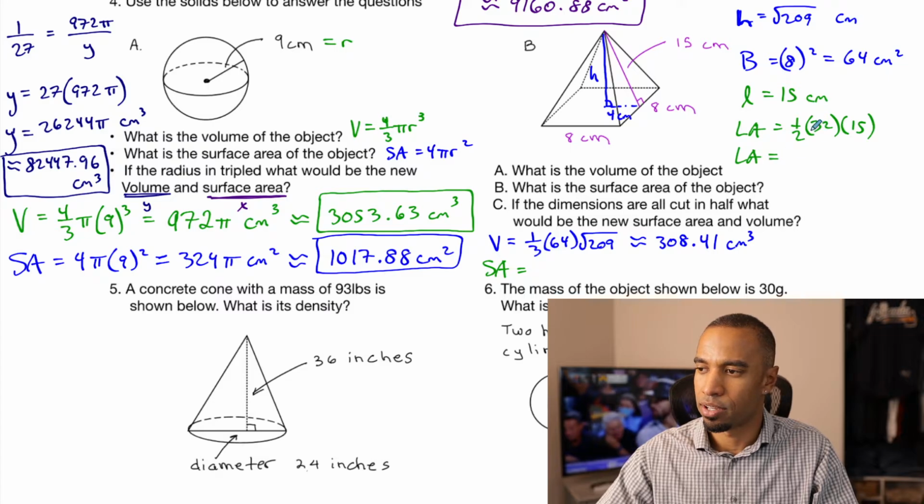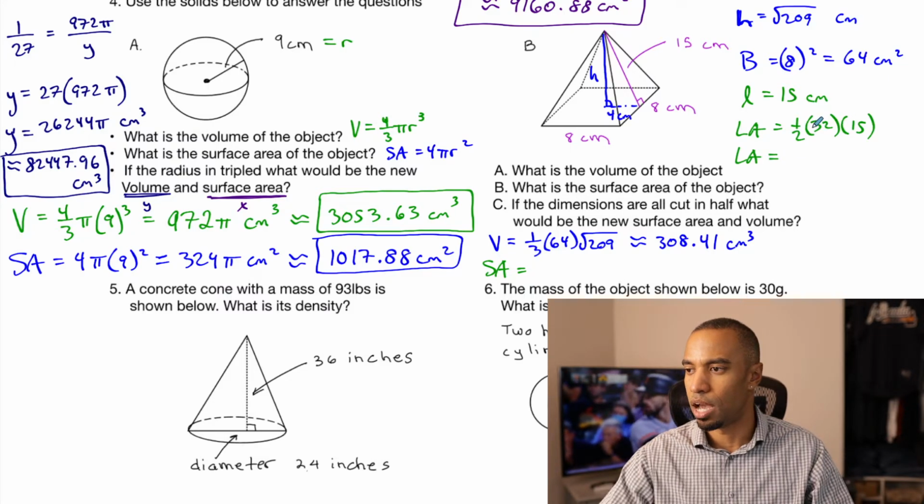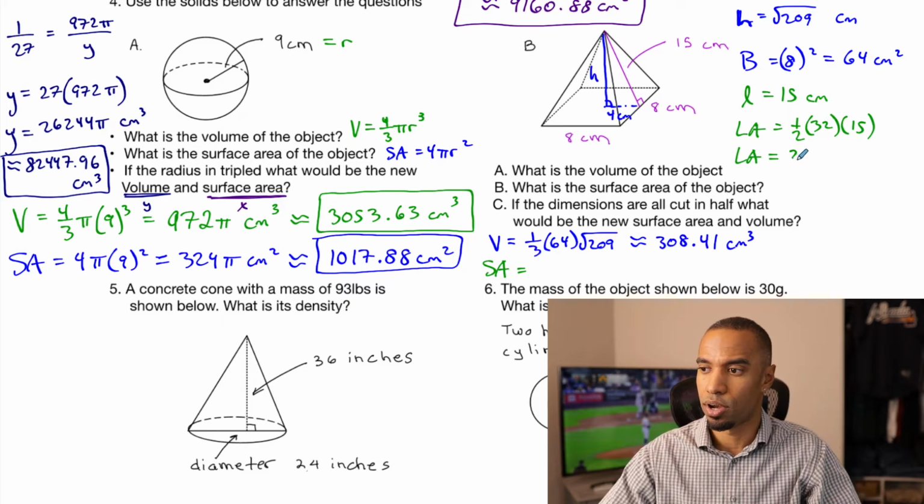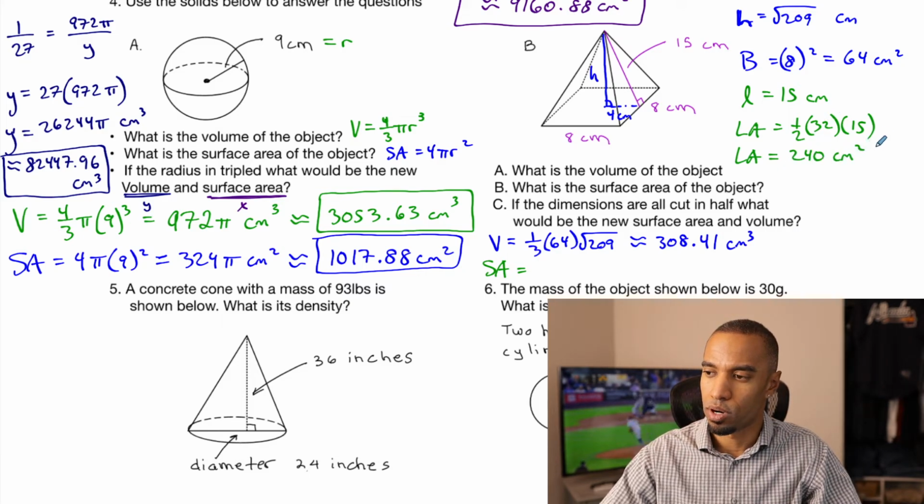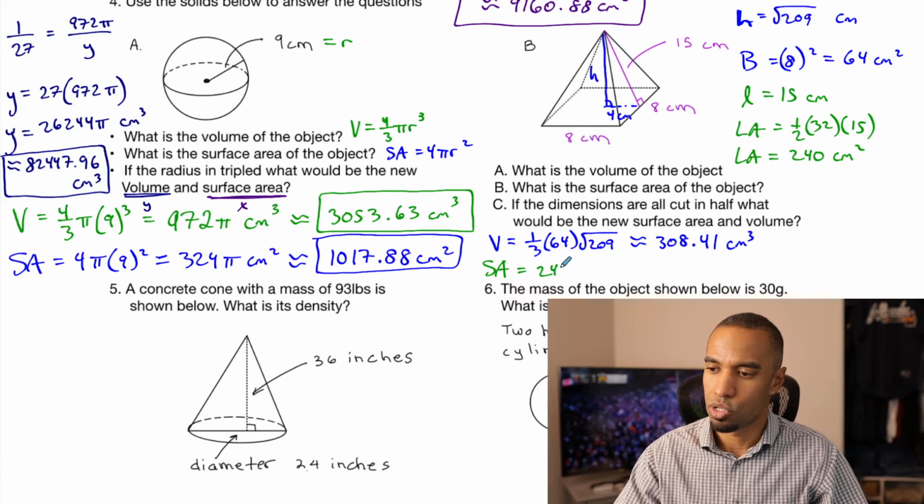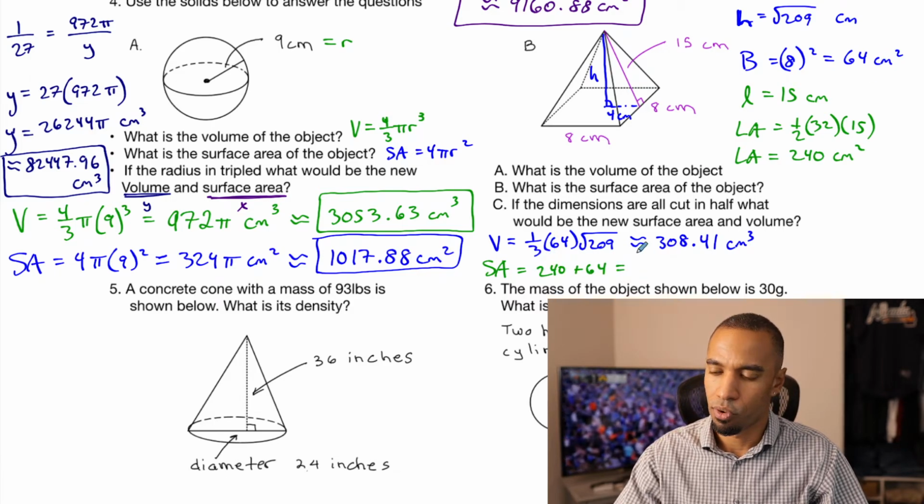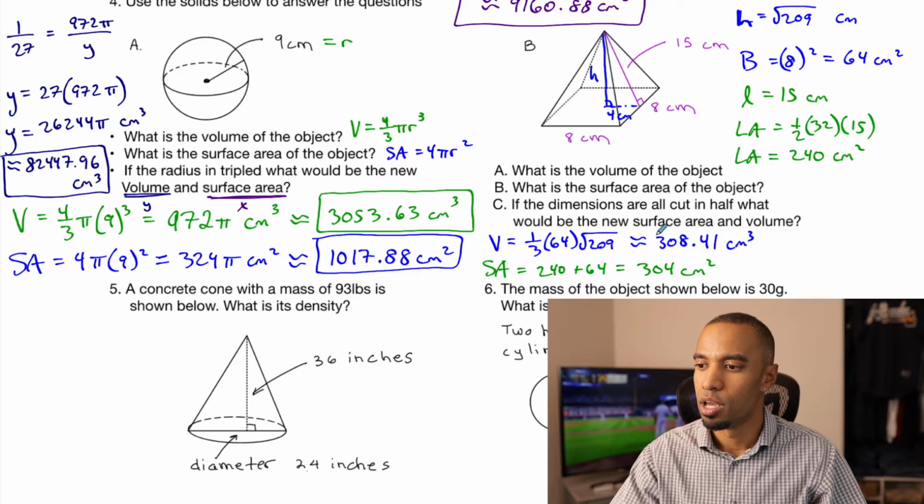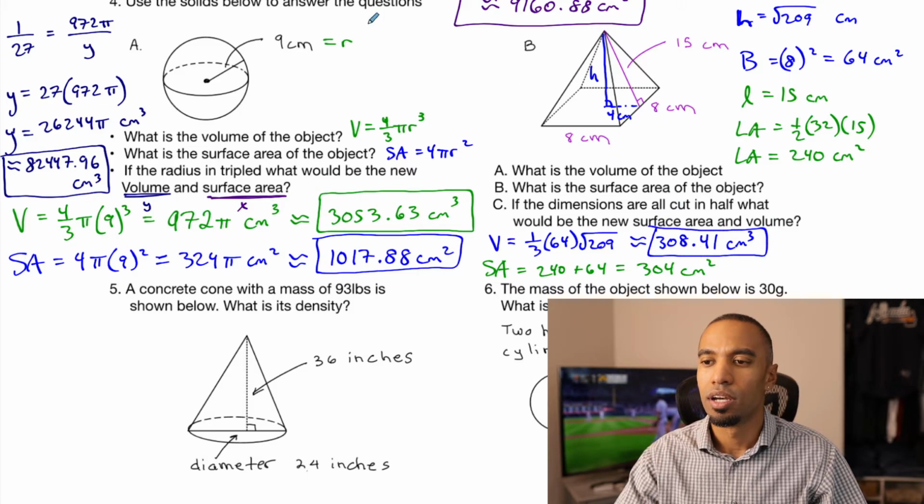So the lateral area is going to be, I was about to take 1/3. So 16 times 15, which is 240. 240 square centimeters. Of course, the area of the base is 64. So the surface area is going to be 240 plus 64, which is 304 square centimeters. Pretty close to each other as we got those. But again, they mean different things.